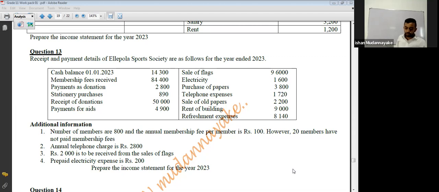Here you can see a cash book, the receipt and payment account of the business organization. And then additional information. And then prepare the income statement for the year using the accrual basis. We'll complete the income statement for question 13.